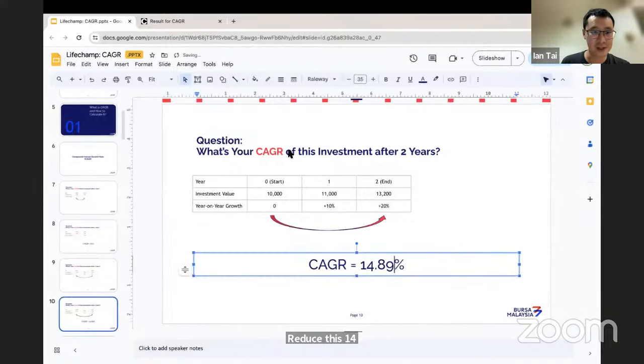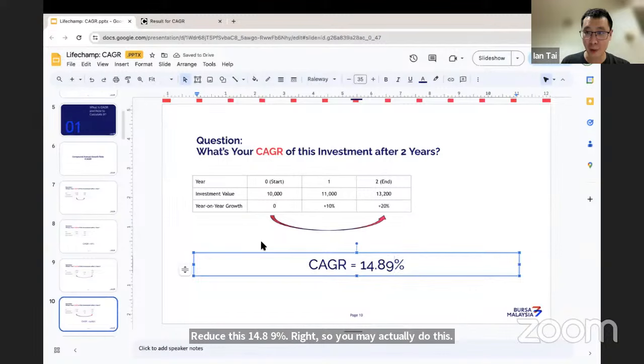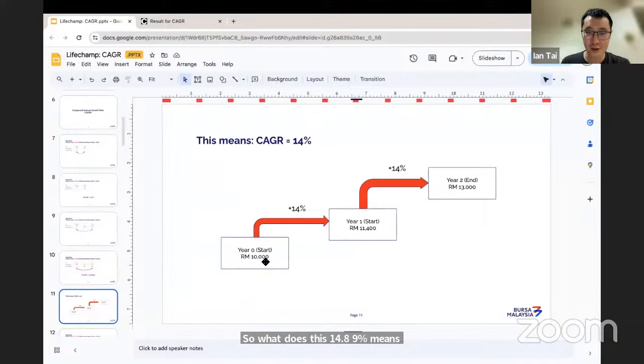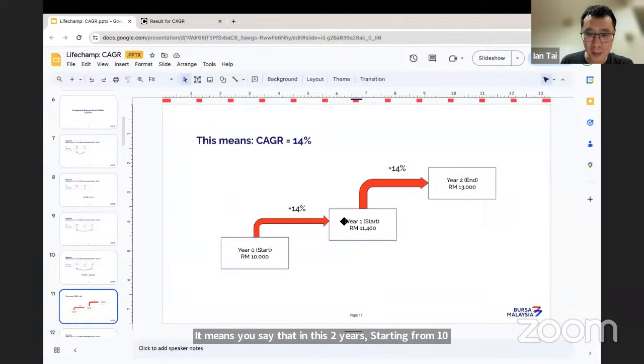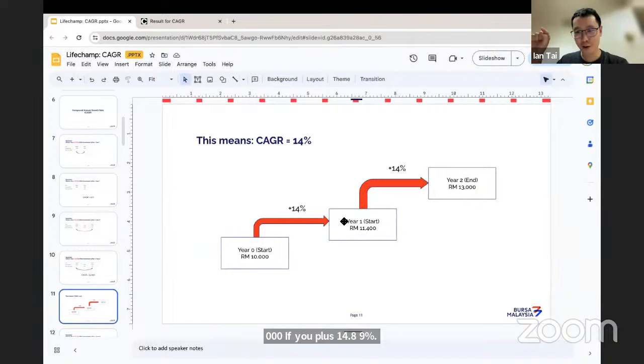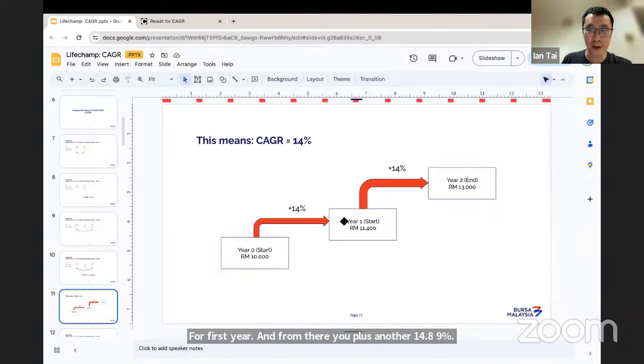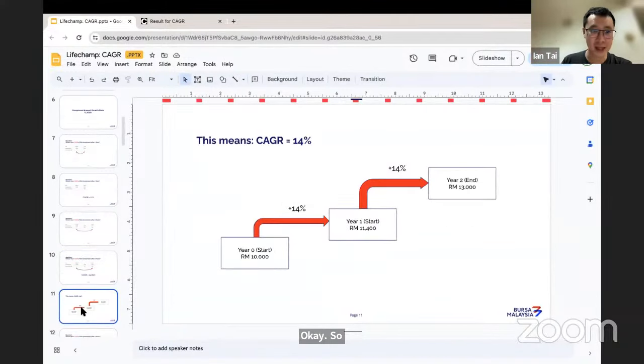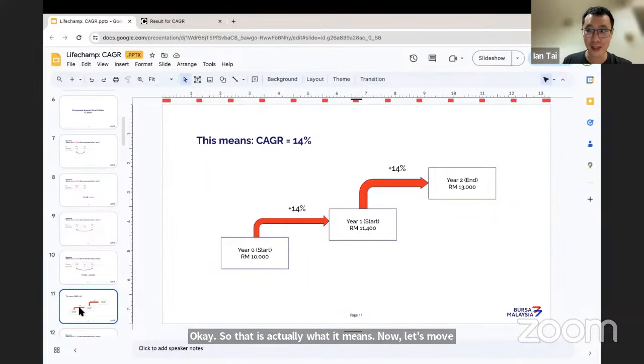So you may actually do this. So what does this 14.89% mean? It means to say that in these 2 years, starting from 10,000, if you plus 14.89% for first year, and from there you plus another 14.89%, by year 2, you should be able to get 13,200 ringgit. Okay? So that is actually what it means. Now, let's move on to another situation, okay? So let's carry on this story.